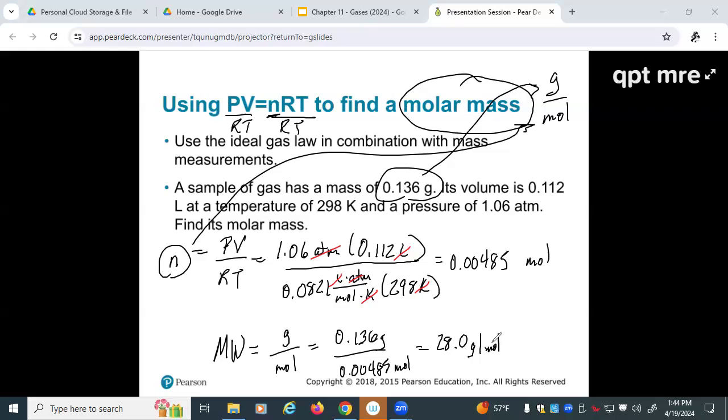It could be other things. It could also be something like carbon monoxide. Carbon monoxide, carbon is 12, oxygen is 16, 12 and 16 together are 28. So this would at least narrow down the possibilities of what that gas is.